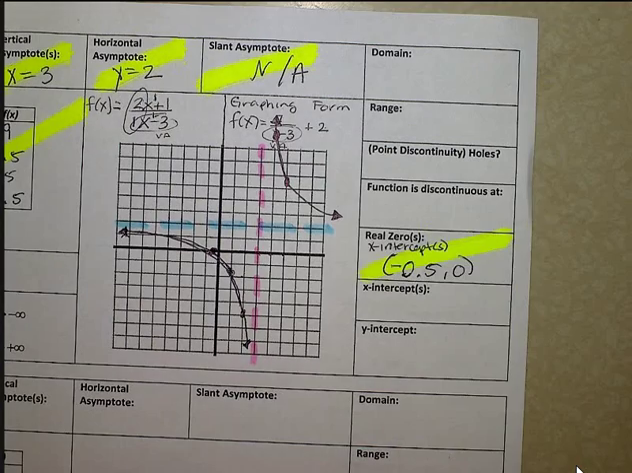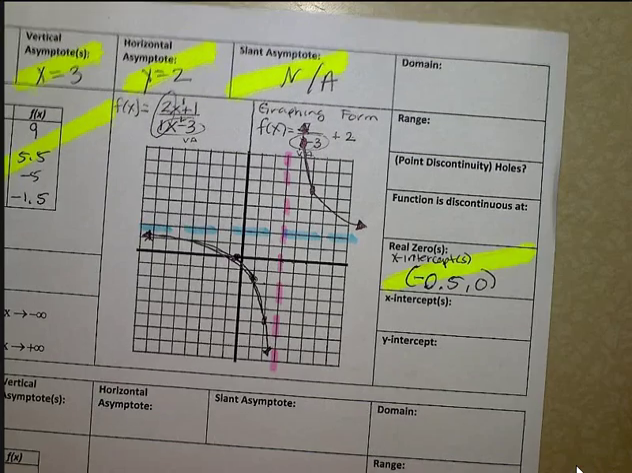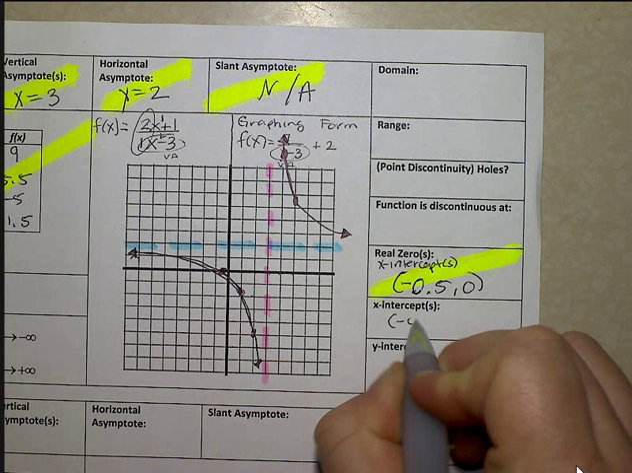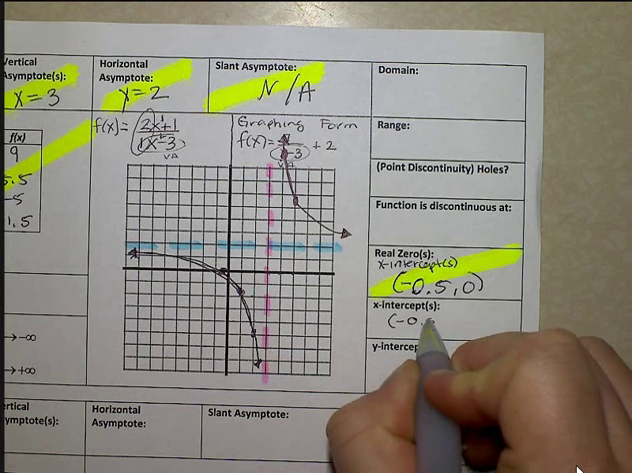So real zeros, okay, same thing here. So I can come over here and write that we have the x-intercept is negative 0.5 and 0.